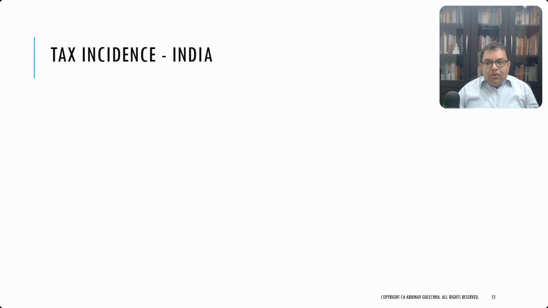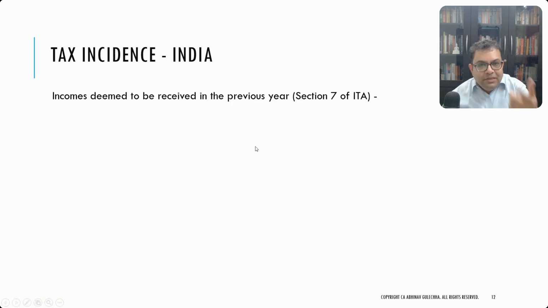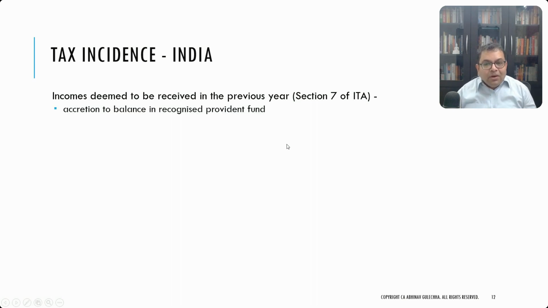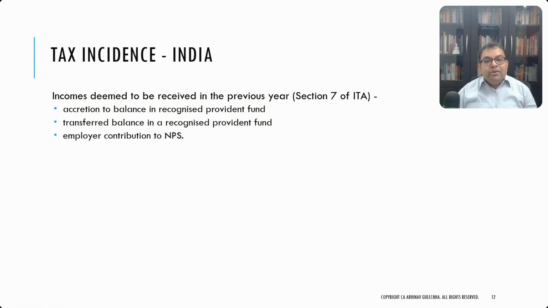Now, when we talk about income which is deemed to be received in the previous year, it has been defined in Section 7 of the Income Tax Act. What are the incomes? Accretion to the balance in a recognized provident fund, transferred balance in a recognized provident fund, and the employer's contribution to NPS. Now, if these three things happen to you, irrespective of your residential status, whether you are ROR, RNOR, or NR, the incomes will be taxable to you in India, because the incomes are deemed to be received in the previous year in India, right? So they are taxable to everyone.